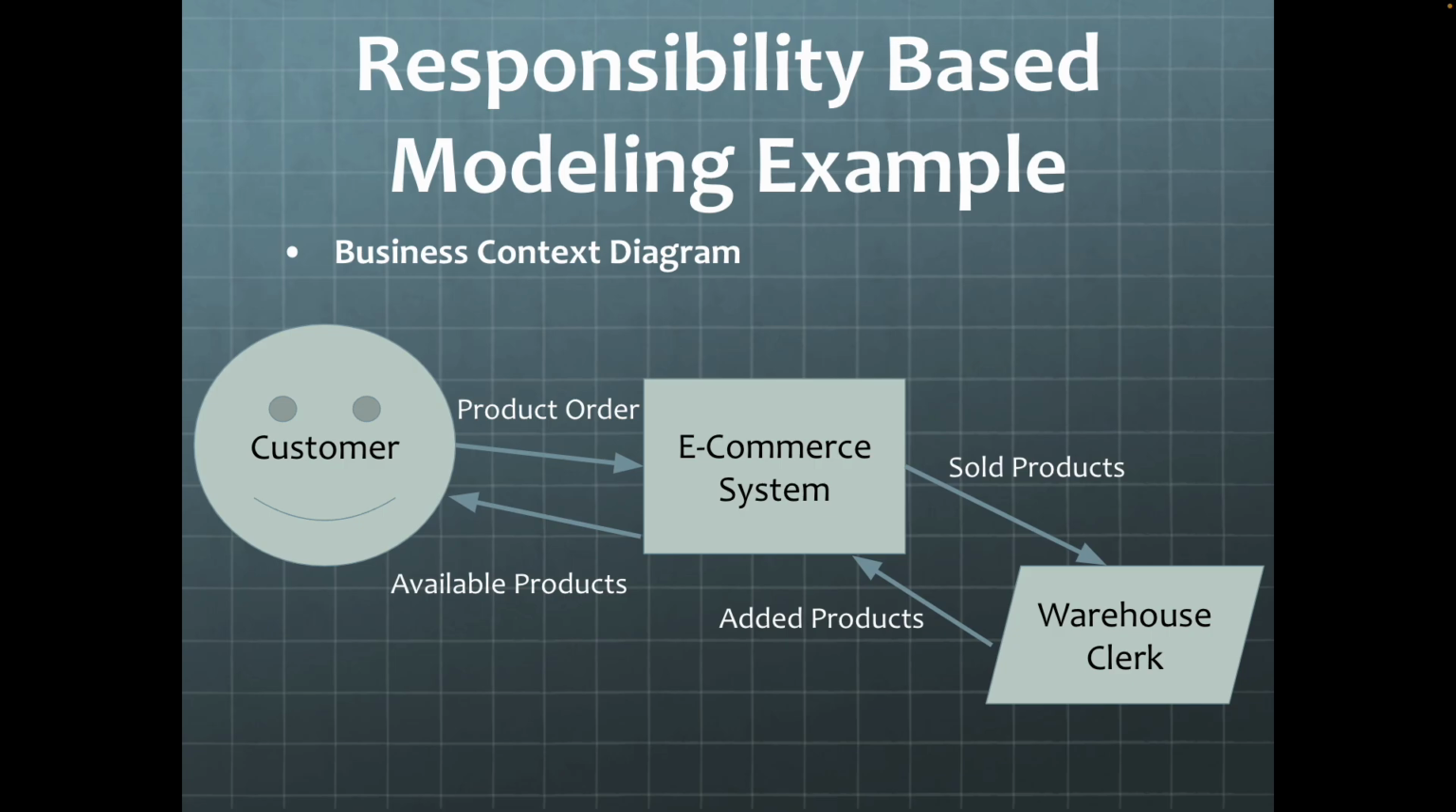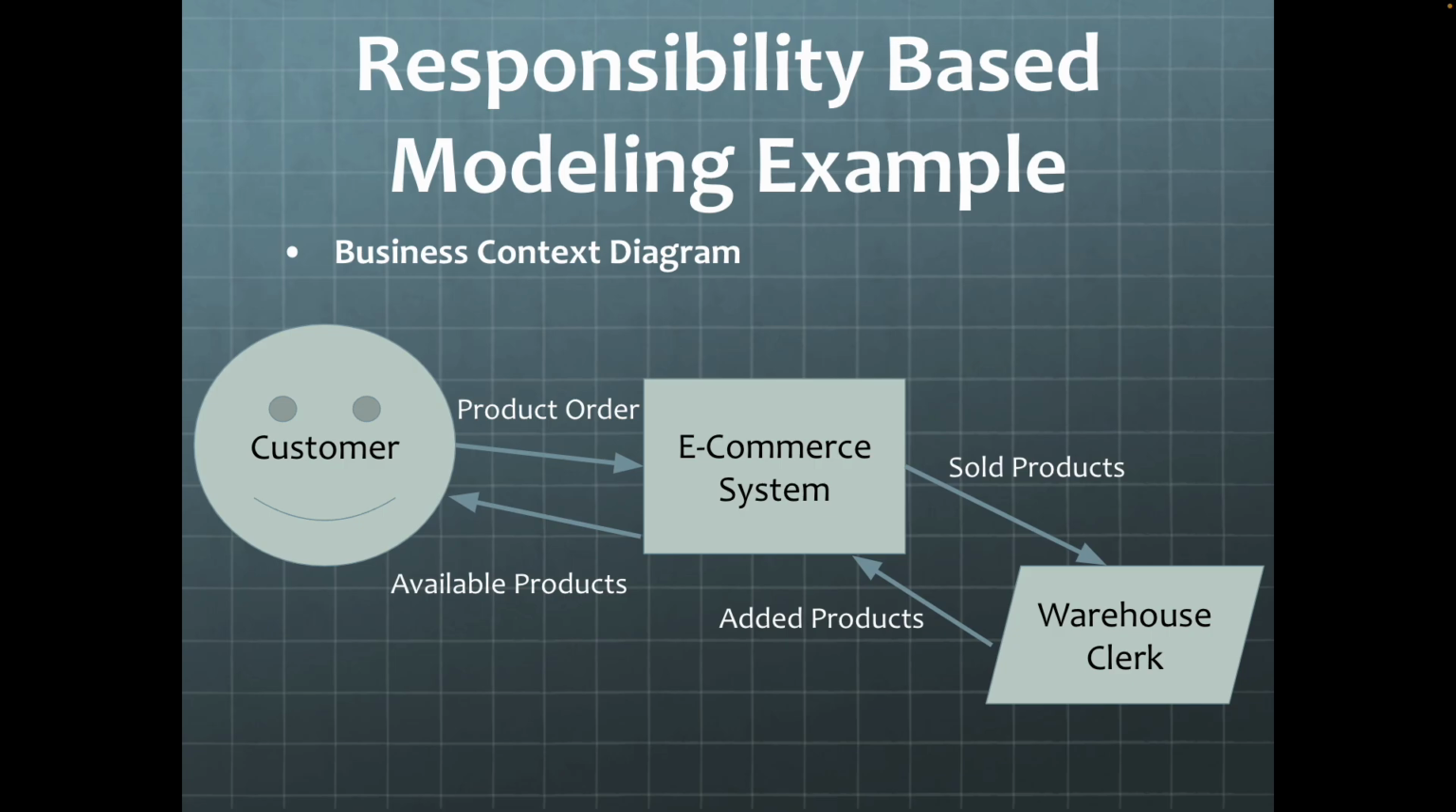So let's go into a responsibility-based modeling example. So often when you want to think about the system at the highest level, you can start with a diagram called a business context diagram, which basically puts the software system that you're building in the middle, and it puts all the actors around it. So right now I only have two actors. I have a customer and I have a warehouse clerk.